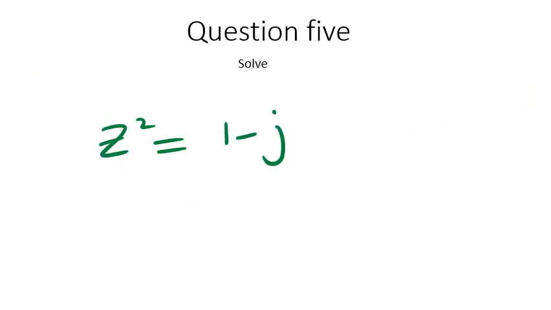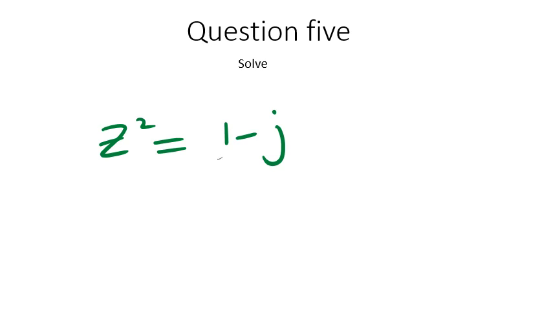Aha, I was looking for this one. z squared equal to 1 minus j. Solve for z. What values of z will make this equation true? Now this is very interesting. All right, you take the square root on both sides, you'd say, but hey, it doesn't work like that. You know, when you're looking at complex numbers, that becomes z equal to 1 minus j to the power half.